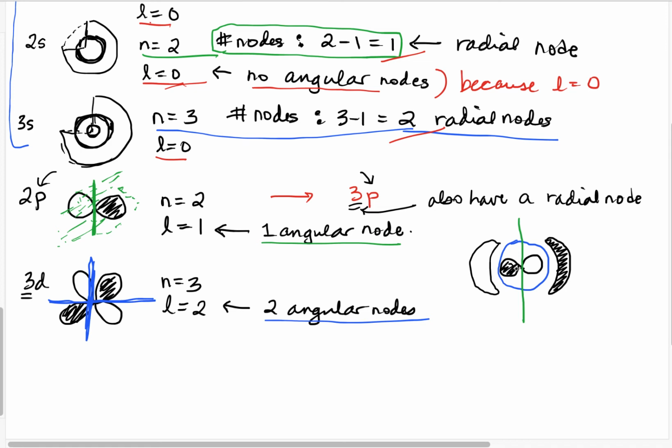So if this is shaded and this is not shaded, and this is not shaded, then this is going to be shaded. We always change. This is called phase. So these two have 2 different phases. And we're always going to change phase across a node.